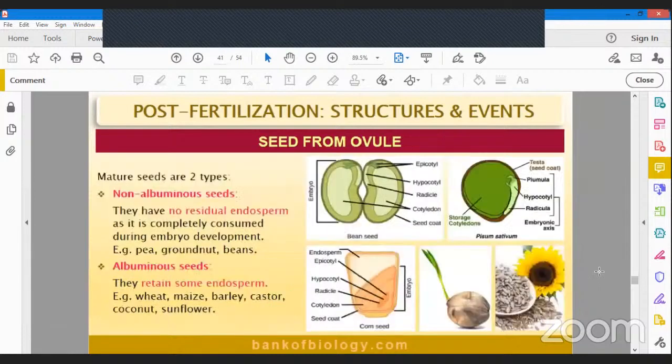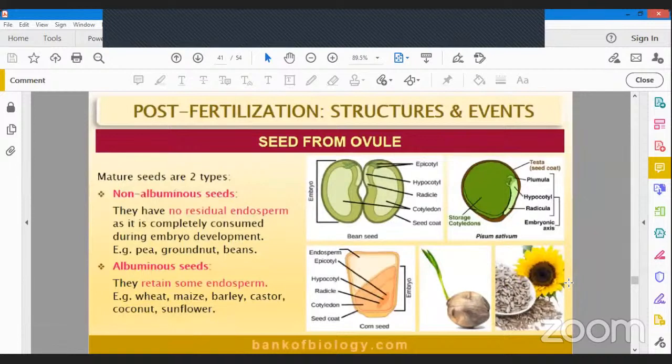So we go to the next part. In seeds, we have two types. One is albuminous seeds. The other one is ex-albuminous seeds. Non-albuminous or ex-albuminous seeds do not have an endosperm, as it is completely consumed at the time of embryo development. Examples: pea, groundnut and beans.